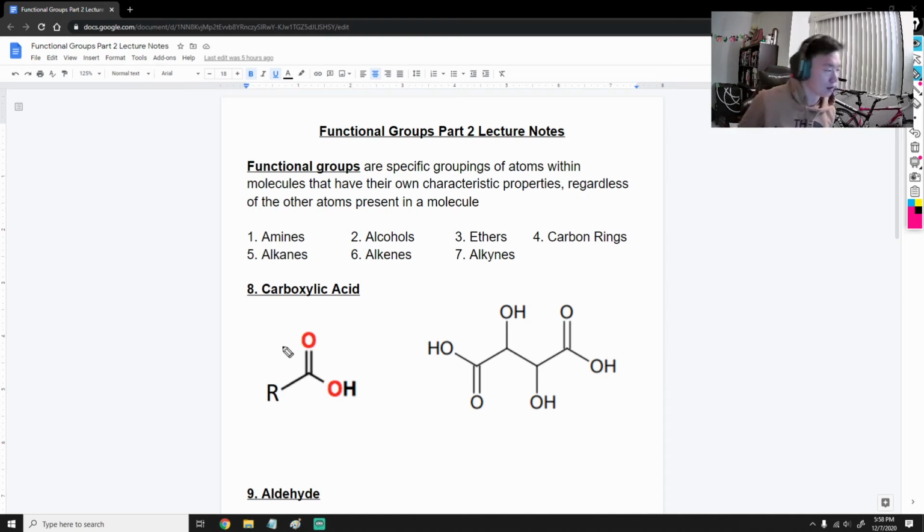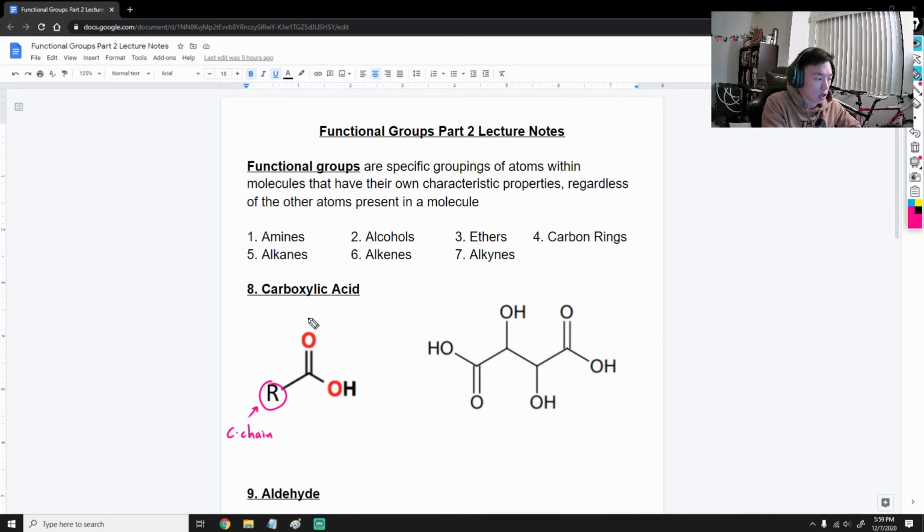So the first type of functional group, or I guess the 8th that we're learning about, the first one today though, are called carboxylic acids. Now carboxylic acids look a little bit complicated, but they're actually pretty simple. If you notice, it's going to be something like this. Remember we talked about last time, the R just represents a carbon chain. Basically in a carboxylic acid, what we have is a carbon in the middle with a double bond to an oxygen, and right next to it it's connected to an OH.